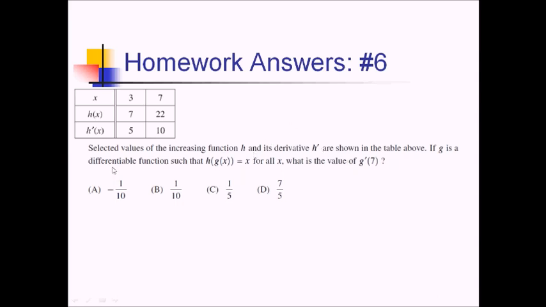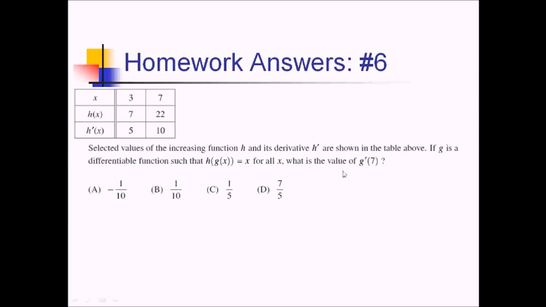For this problem, we have a table with selected values of h and its derivative h prime, and we're also given g is a differentiable function such that h of g of x equals x. Based off this, we want to know the value of g prime of 7. So we have to decode this a little bit. This h of g of x equals x business, they're basically telling us that h and g are inverses. So g is the inverse of h.